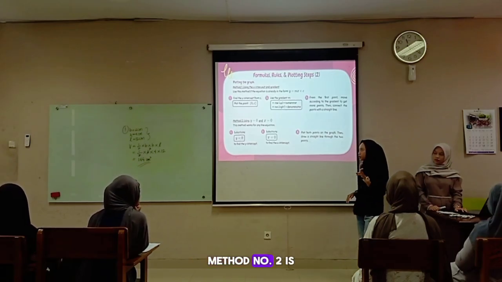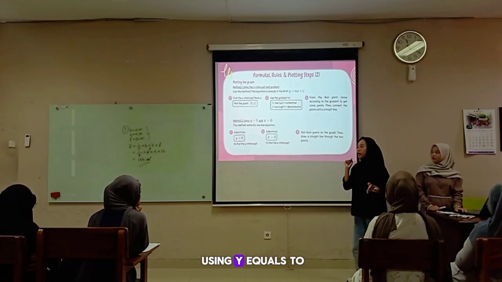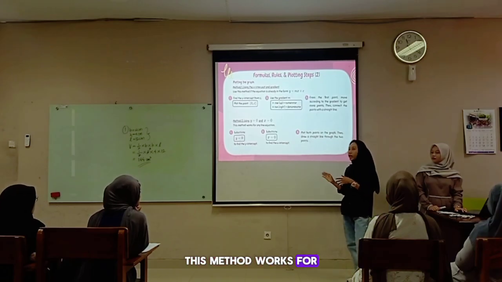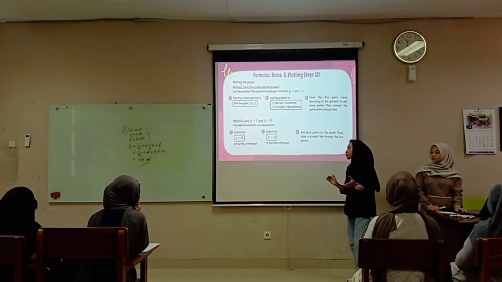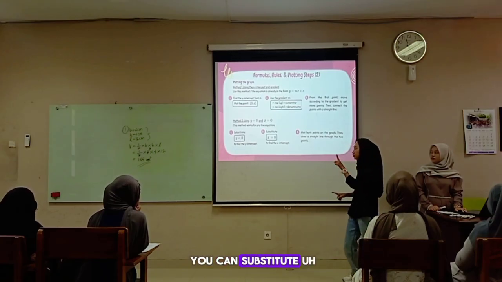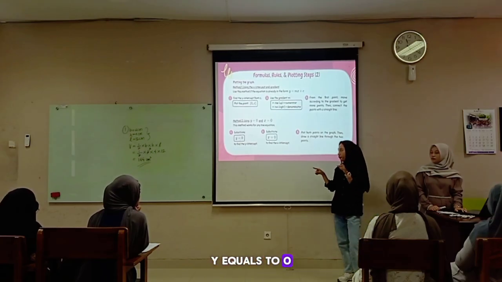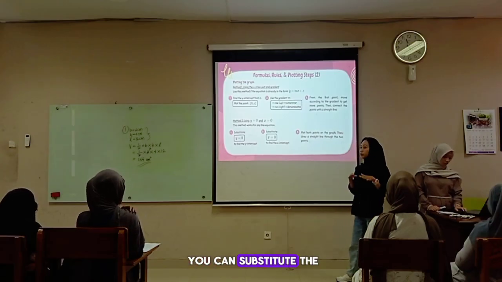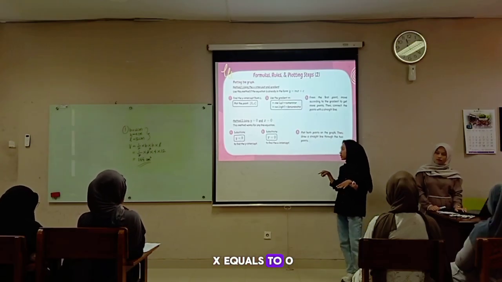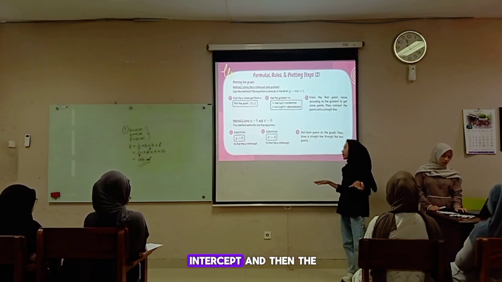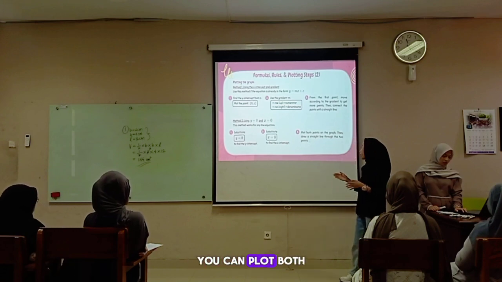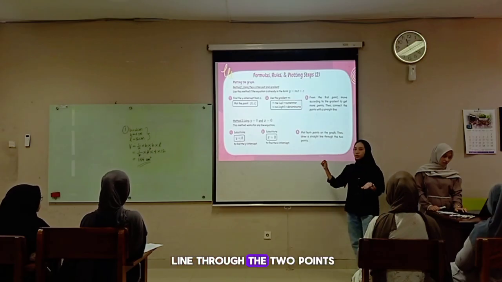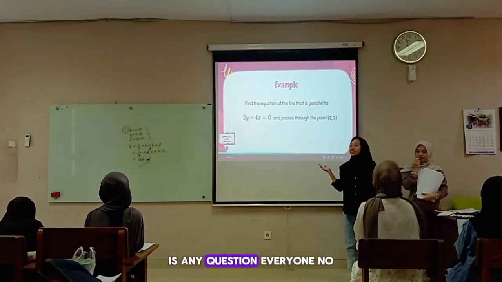And then method number 2 is using y equals 0 and x equals 0. This method works for any line equation. Step number 1 is you substitute y equals 0 to find the x-intercept. Step number 2 is you substitute x equals 0 to find the y-intercept. And then the last one is you plot both points on the graph, then draw a straight line through the 2 points. Are there any questions, everyone?